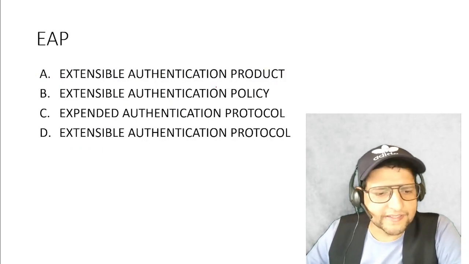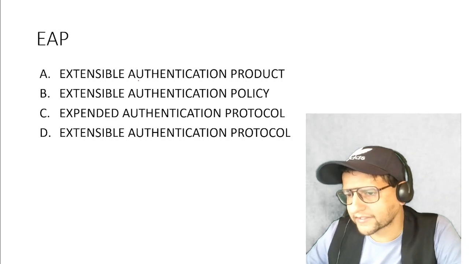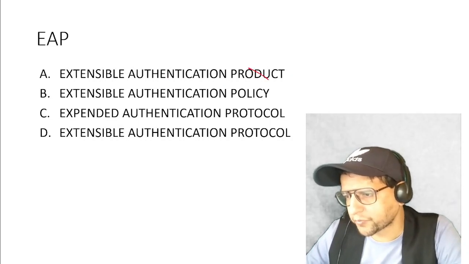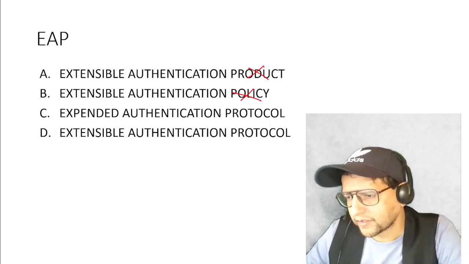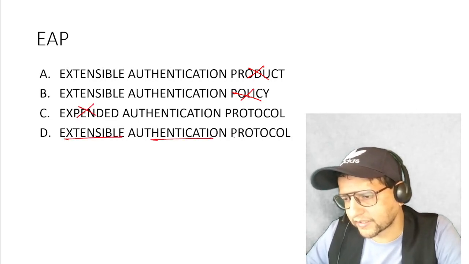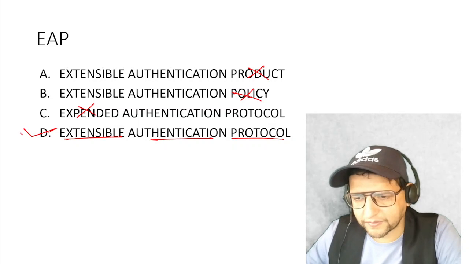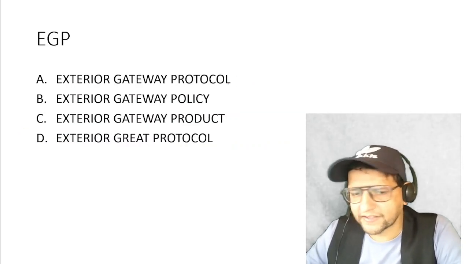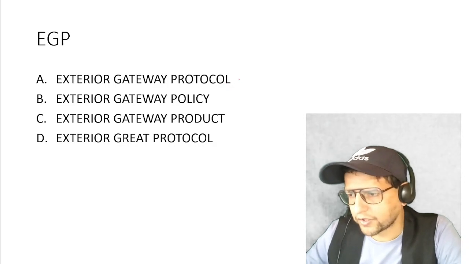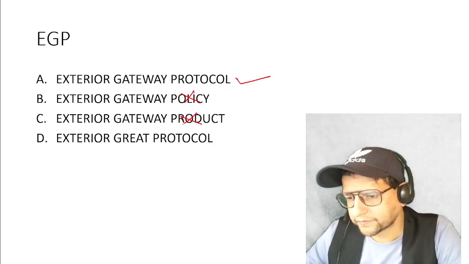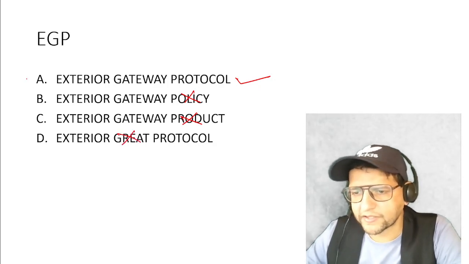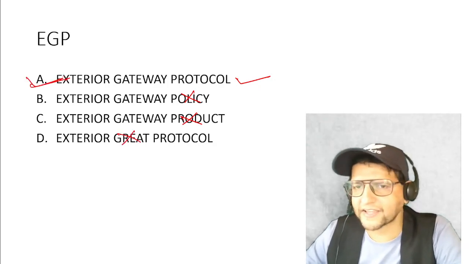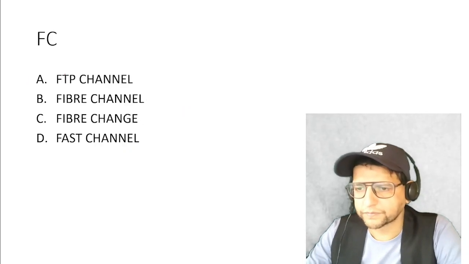EAP is your extensible authentication protocol. Extensible authentication, it's not product, it's not policy, it is not expanded, but it is extensible authentication protocol. So D is the right one. EGP is your exterior gateway protocol. So A looks right. It is not policy, it is not product, it is not great. So A is the right answer. It is exterior gateway protocol.